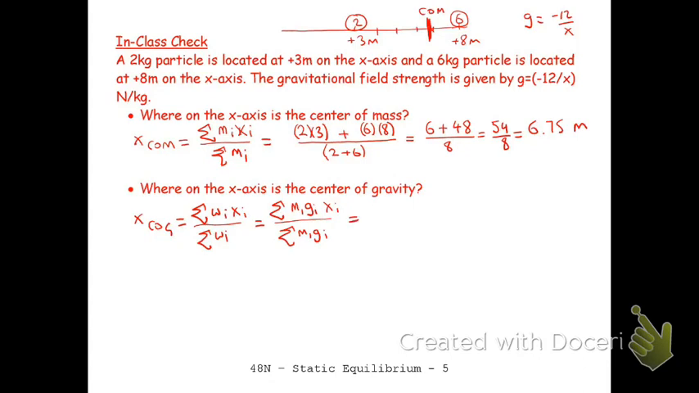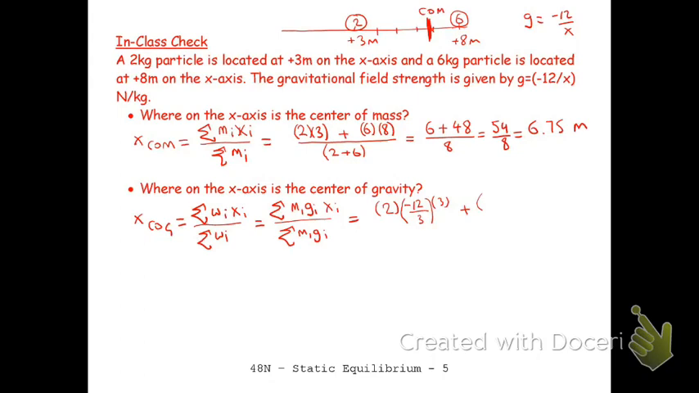And we're going to say it's going to be the first mass, which is 2, times the first gravity field. And the gravity field is minus 12 over its position, which is 3, times its position, which is 3. See where that comes from? I'm substituting my X value, which is 3, into this minus 12 over X. I've got a little alarm bell going off in my head, but I'm going to ignore it because I'm just going to see what the answer comes out and then I'll worry about it.